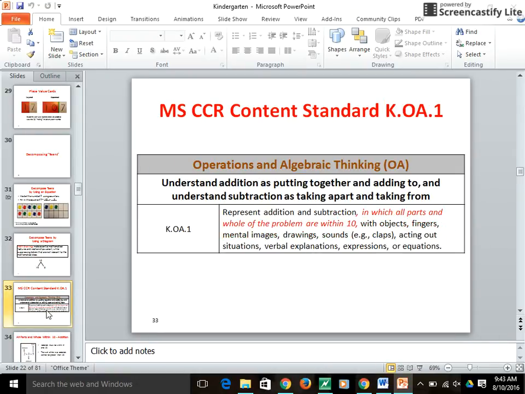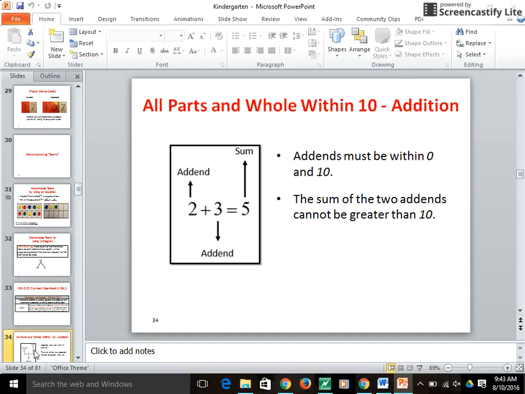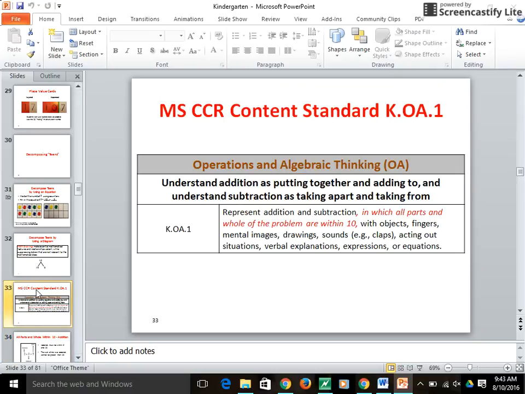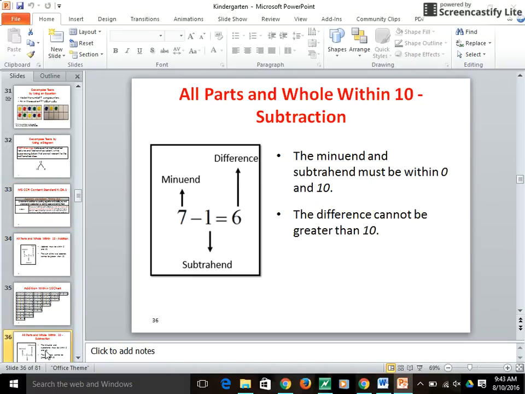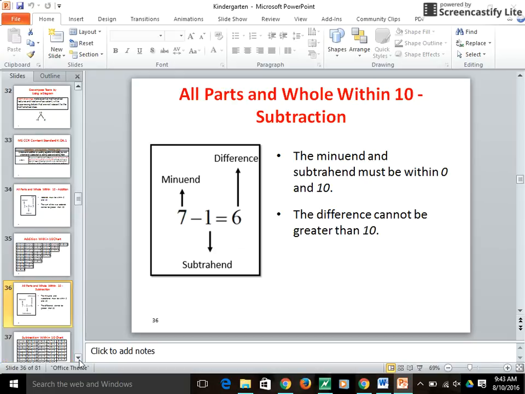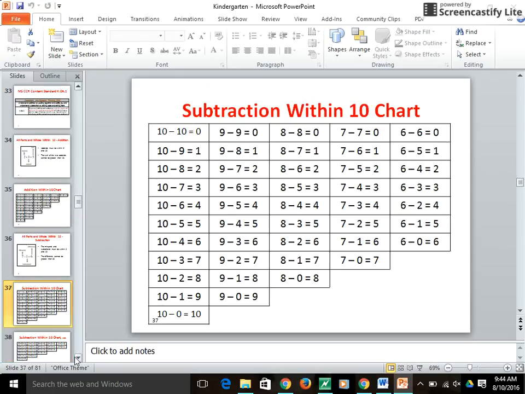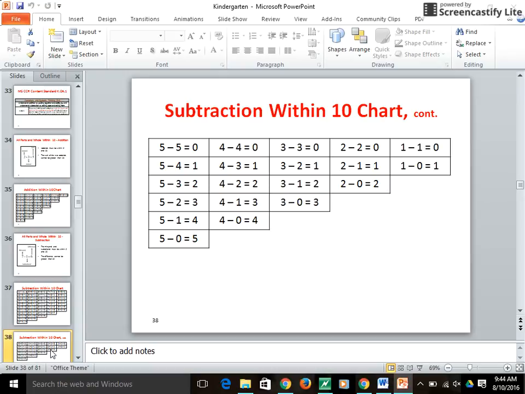The next one that I want us to look at that got revised is KOA 1, and this is where you represent addition and subtraction with objects, fingers, mental images, but they did set a limitation here in which all parts of the whole are within 10, so your addends, your sum, and this is with addition and subtraction. So it's also going to be your minuend, your subtrahend, your difference. All of those are within 10. It's going to look like this as well. So some limitations were set here.